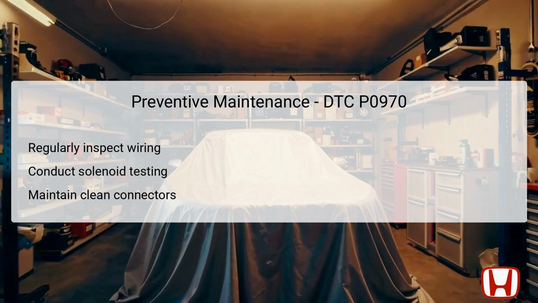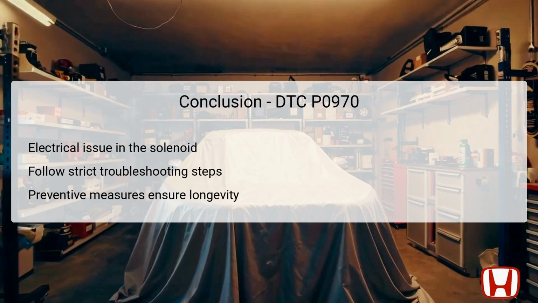Additionally, periodic testing of the solenoid can help you identify any issues early, thereby preventing more significant problems down the road. Incorporating these preventive measures into standard service routines can significantly enhance the longevity and reliability of the vehicle's transmission system. Keeping an eye on these aspects not only preserves the performance, but also contributes to overall driving safety and efficiency. In conclusion, DTC P0970 is a diagnostic trouble code that indicates an electrical issue specifically related to the AT clutch pressure control solenoid valve C in the Honda Accord models from 2012 to 2017.